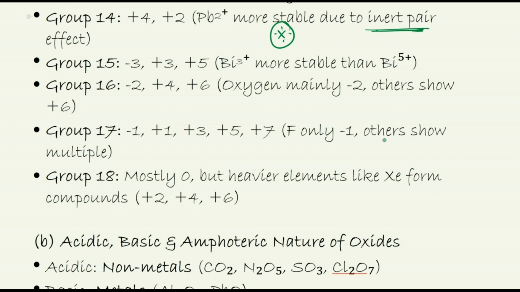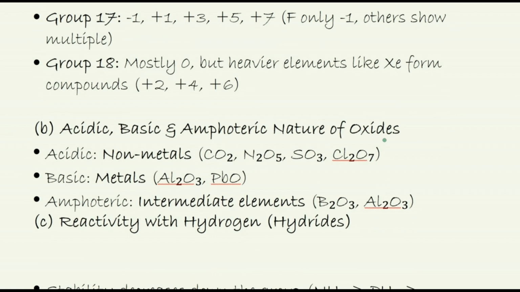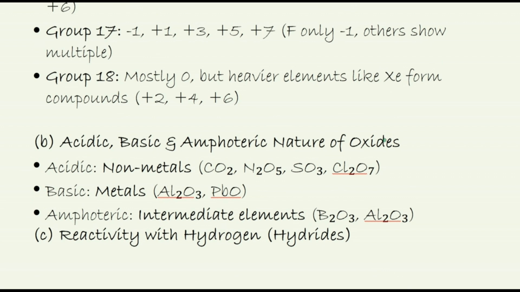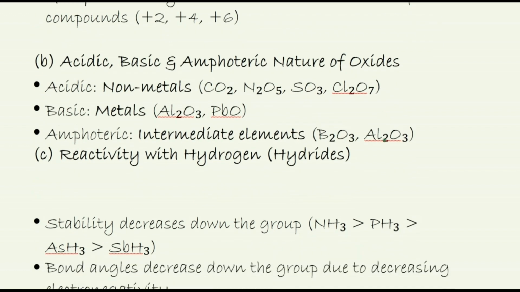Then group 17: -1, +1, +3, +5 and +7. Iodine can show +7 as well. Fluorine only exhibits the -1 state. Group 18 is mostly 0 because they are inert gases, but heavier elements like xenon form compounds in +2, +4 and +6 states. Xenon oxyfluorides: XeF6, XeOF4, XeF2, right? We already saw those in chemical bonding.